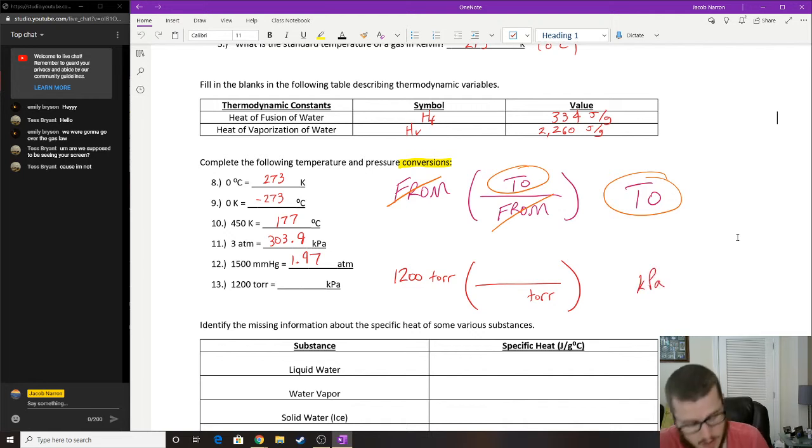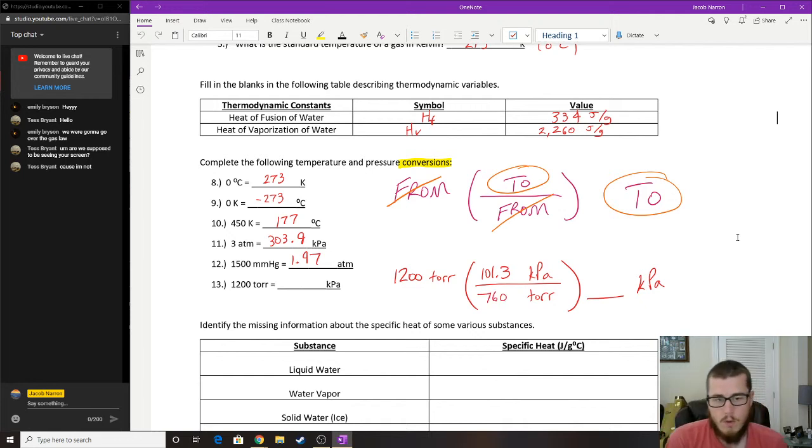A barometer is used for pressure, but now we don't use them because we found out mercury is bad. So torr, millimeters of mercury, same thing, but I'm still going to put torr on the bottom of my fraction. And I'm going to kilopascals, so kilopascals is going to go on top. Remember, whatever I'm going to goes on the top, whatever I'm going from goes on the bottom. Now I just fill in the information, straight from my reference table, because I know that 101.3 kilopascals is equal to 760 torr.